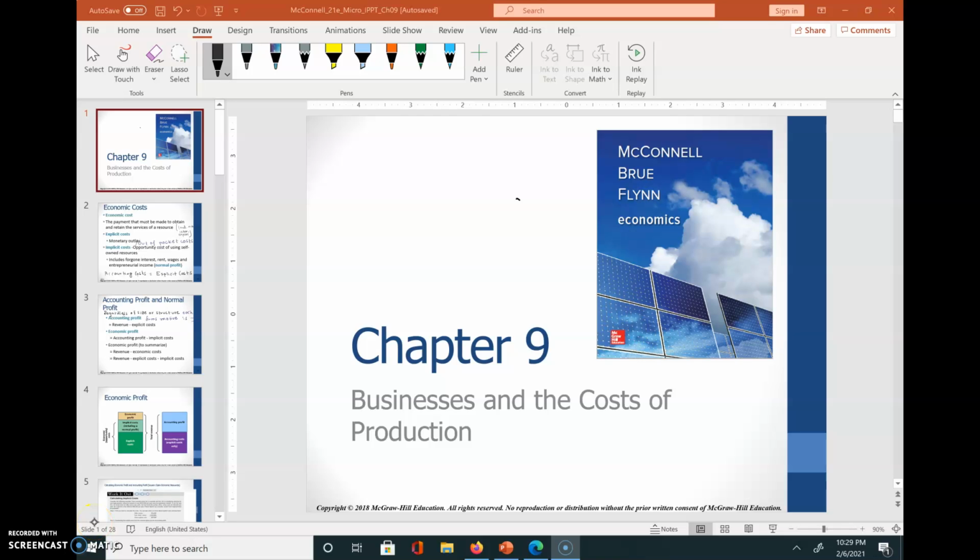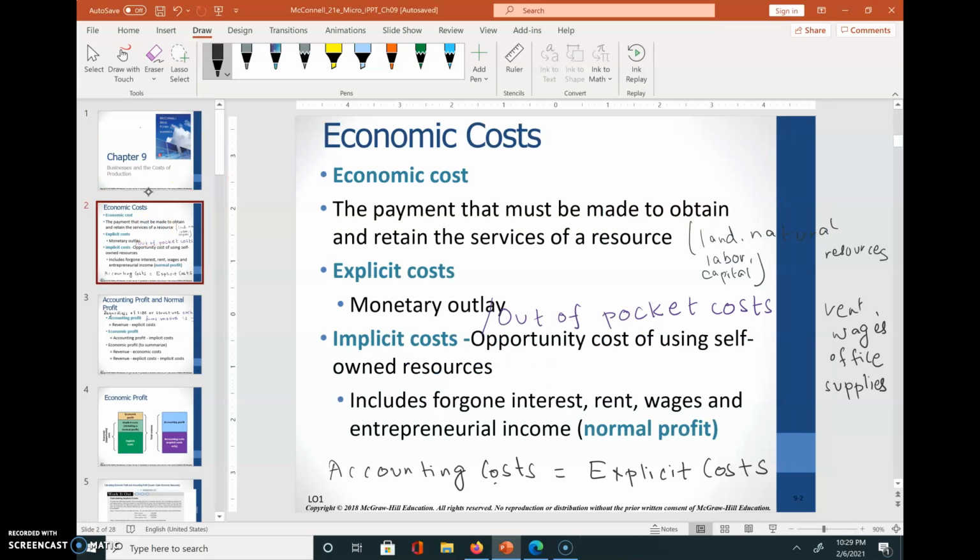Hey everyone, let's look at the chapter on businesses and cost of production. Let's start with the concept of economic costs that includes explicit and implicit cost of production and accounting costs, which includes only explicit cost of production. Economic cost, the definition is the payment that must be made to obtain and retain the services of a resource.